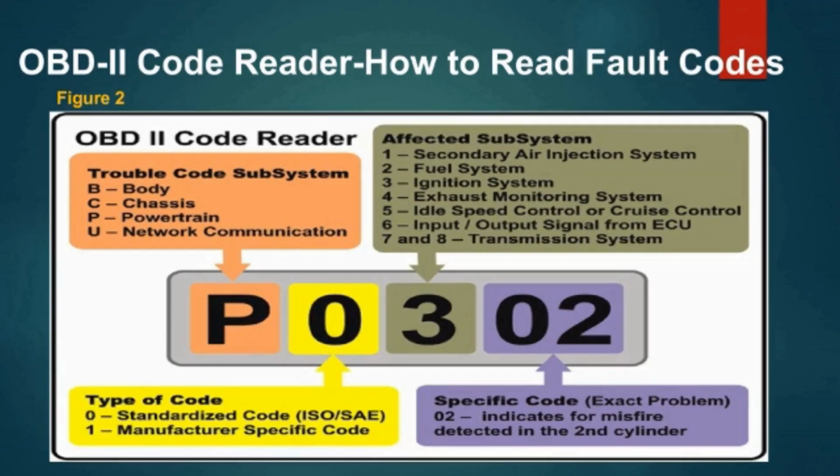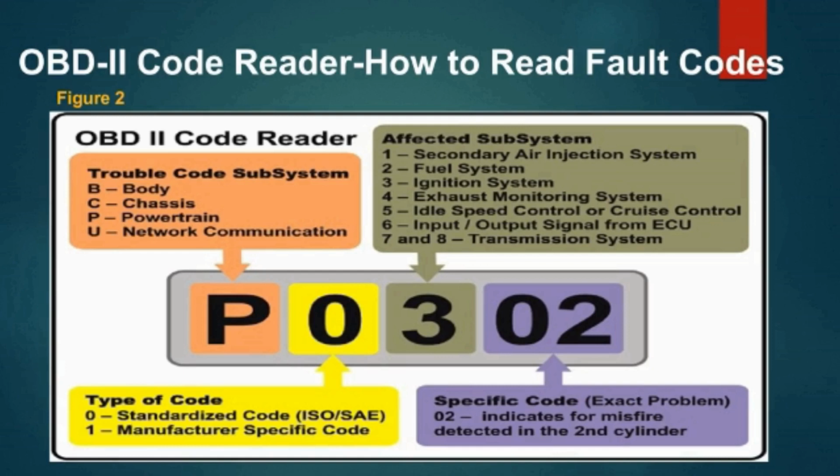OBD2 code reader, how to read fault codes. Let's look at the code P0302 as an example. The first character of the code is a letter designation to indicate the general subsystem that sets the code. In this case, P indicates powertrain. The second numeric character, 0, shows that this is a generic ISO/SAE code. The third numeric character denotes the subsystem affected. In this case, 3 indicates an ignition system misfire.